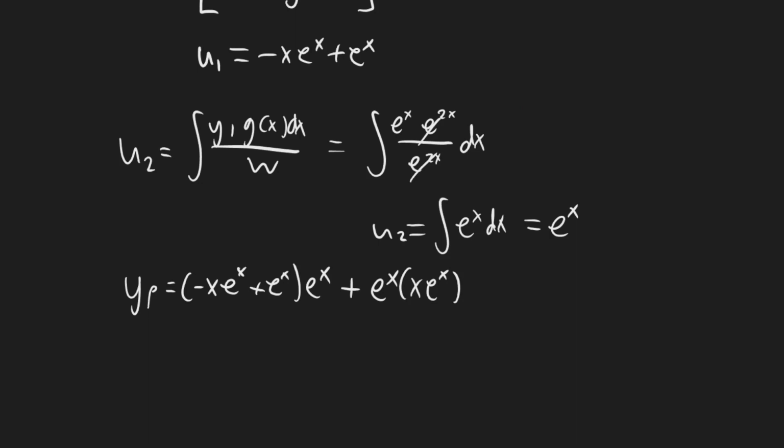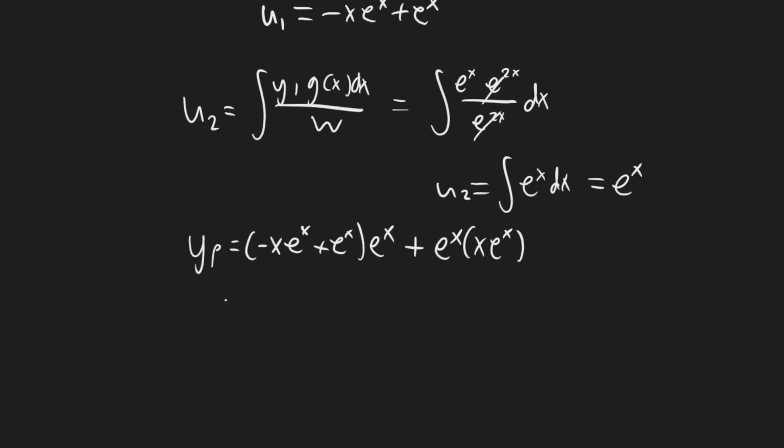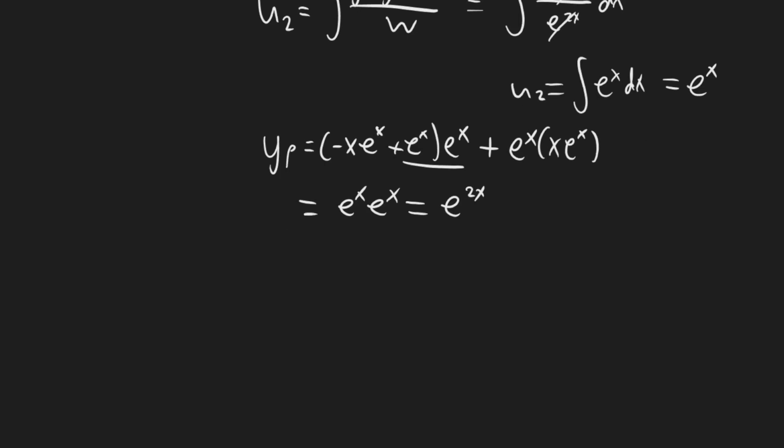Now, I'm sure there's going to be some cancellation here. So what do we see? Well, I see an e to the x times an x e to the x, and then I see a negative x e to the x times e to the x. So these guys are going to cancel, right? This is going to actually be just e to the x times e to the x, this term right here, as these cancel. What is that? Well, that's the same thing as e to the 2x, like so. Okay, so we have our particular solution, we have our homogeneous solution.